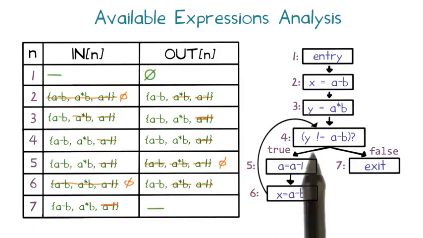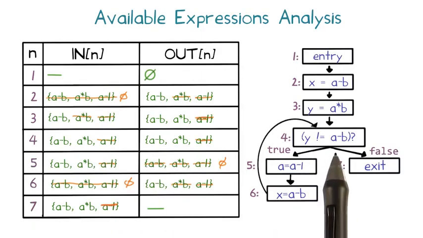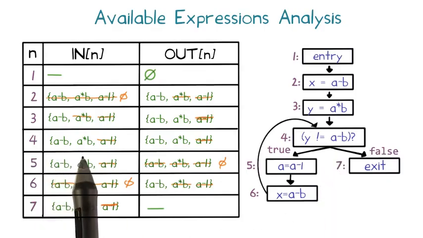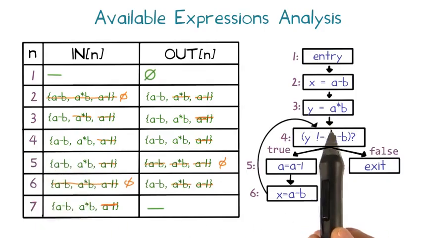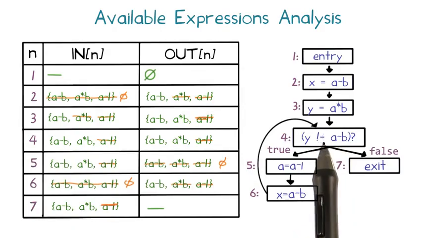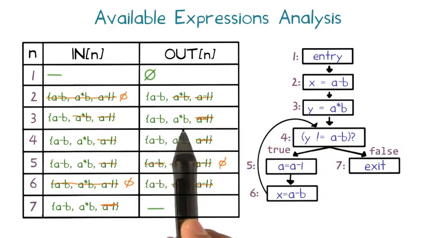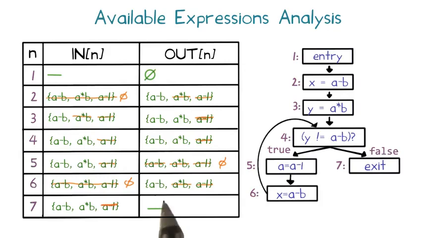In the next pass, we revisit node 4. We need to make sure that the expressions in the in set of 4 are available on all program paths to this point. So we take the intersection of the out of 3 with the out of 6. This leaves us with just expression a minus b. This reflects the fact that the expression a times b is not in fact available at this point.